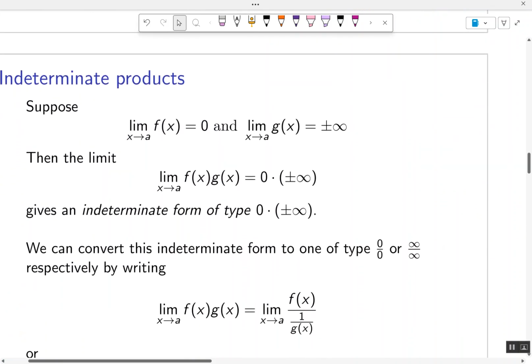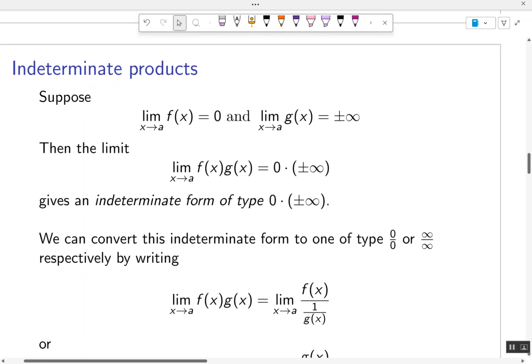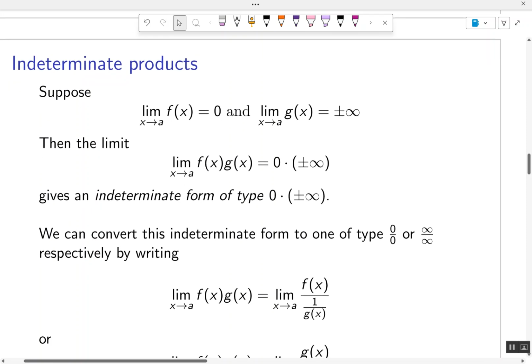So let's look at indeterminate products. Suppose the limit as x approaches a of f of x is 0, and the limit as x approaches a of g is plus or minus infinity. Then this limit is going to be 0 times plus or minus infinity. So this gives us another indeterminate form of the type 0 times plus or minus infinity. We can't just confidently say that that's going to be 0.